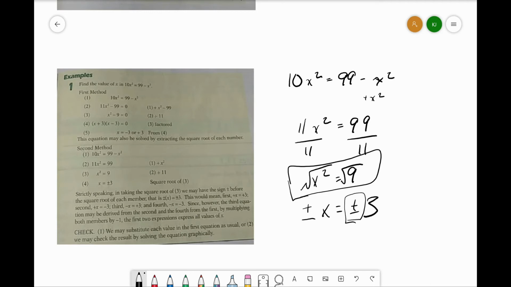To check this, we can substitute each value. For the first one, we can substitute each value in the first equation as usual. So we can take negative 3 and plug it in, or positive 3 and plug it in. Or for the second one, we can check the results by solving the equation graphically. So you could plug it into a graph and solve it that way, whichever way is easier for you.